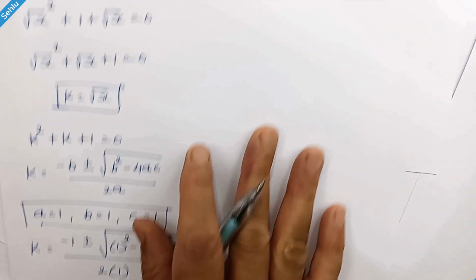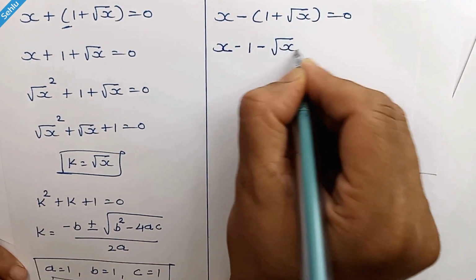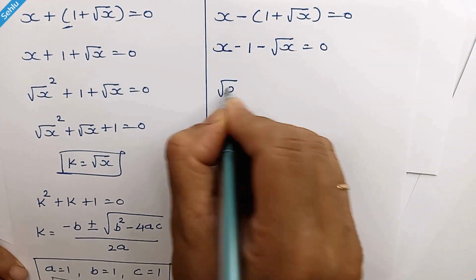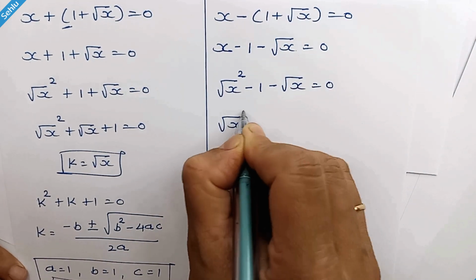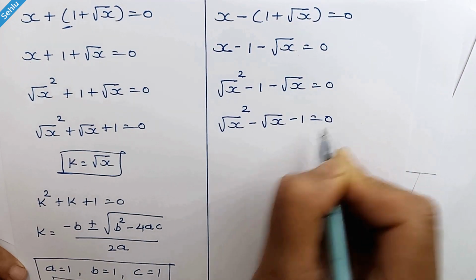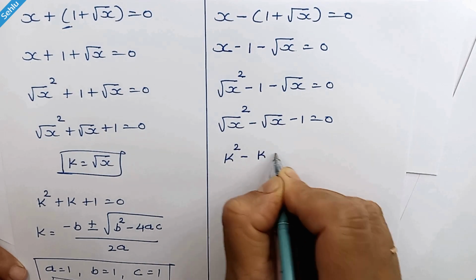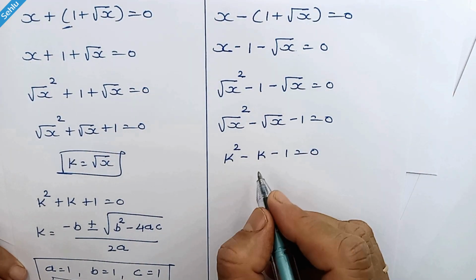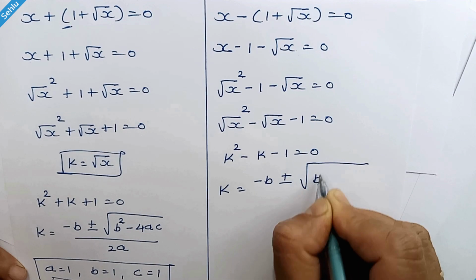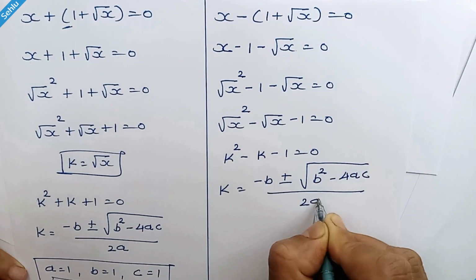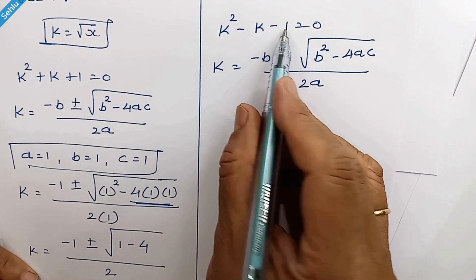Now come back here, opening this bracket. x can be written as square root of x squared. Rearrange. Taking k in place of square root of x, so it will be k squared minus k minus 1 is equal to 0. Applying the standard quadratic formula. Here a is 1, b is negative 1 and c is negative 1.